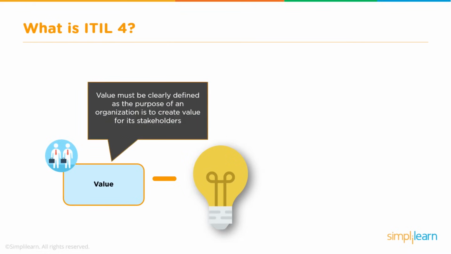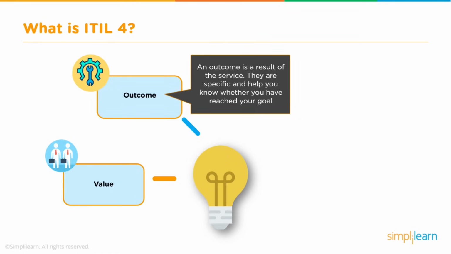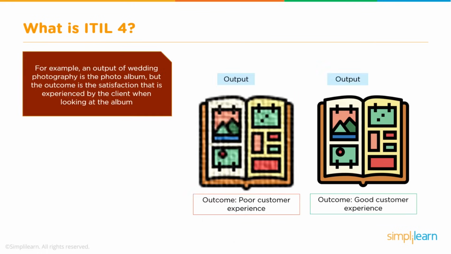So value must be clearly defined. The purpose of an organization is to create value for its stakeholders, whereas an outcome is a result of service. Outcomes are specific and help you know whether you have reached your goal. Now, to understand the outcome of an output, let us look at this example. The output of wedding photography is the photo album, but the outcome is the satisfaction experienced by the client when looking at the album.